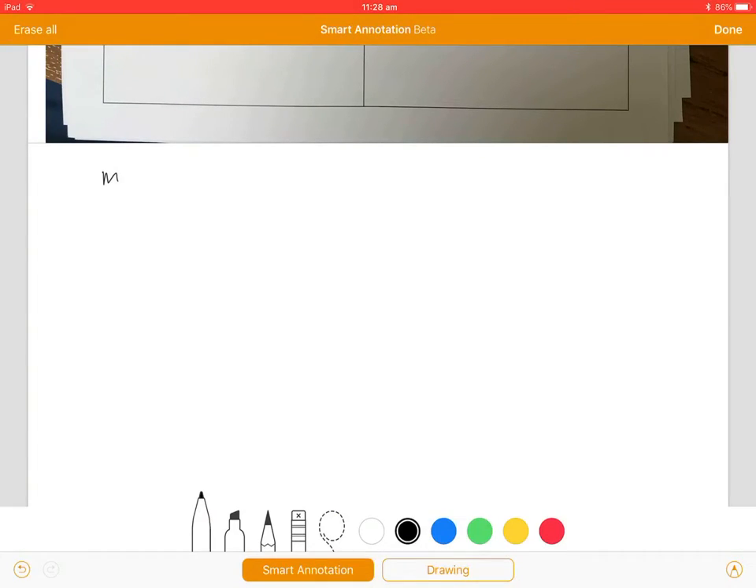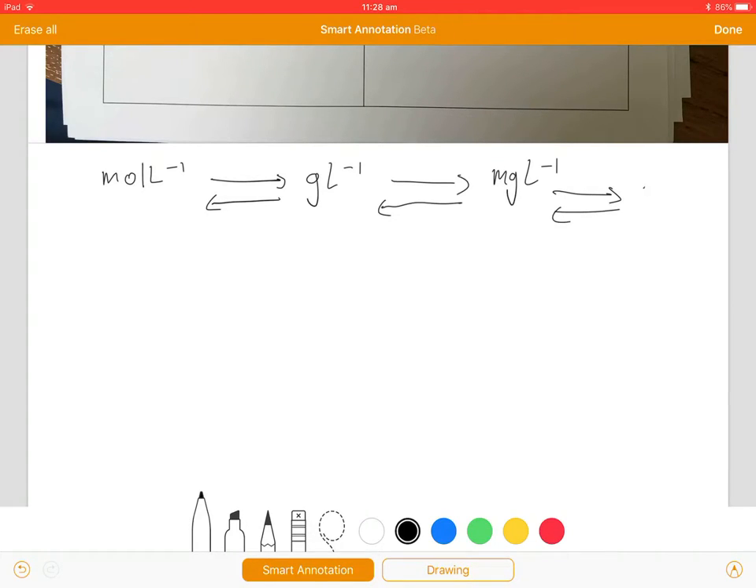Alright, so today we're going to look at our unit conversions. So going from, for example, moles per litre, which is our molar concentration, to grams per litre, which is our mass concentration, and going back. And then we might also look at going from grams per litre to milligrams per litre and back, and then to micrograms per litre and back.